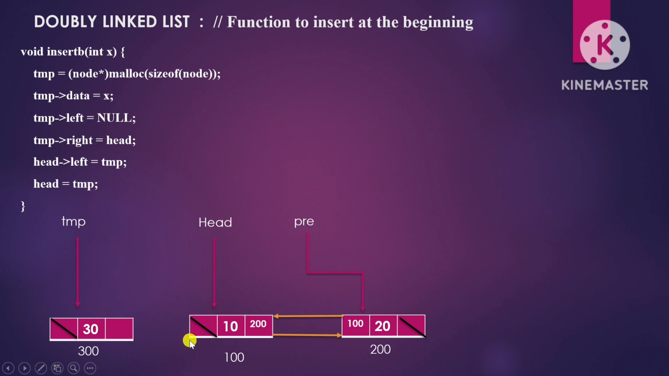In temp right, I am going to store this head. Head is 100. In temp right, head, that is 100, is stored and the link is created. In head left, this is head left, this temp is stored. Temp is 300 and this forward link is created. Now I have successfully inserted the node at the beginning of the list. Here previously head pointed to this 100. Now temp is 300. This 300 is given to this head.